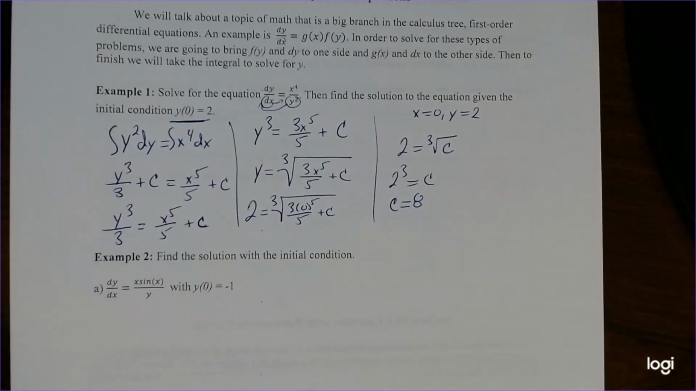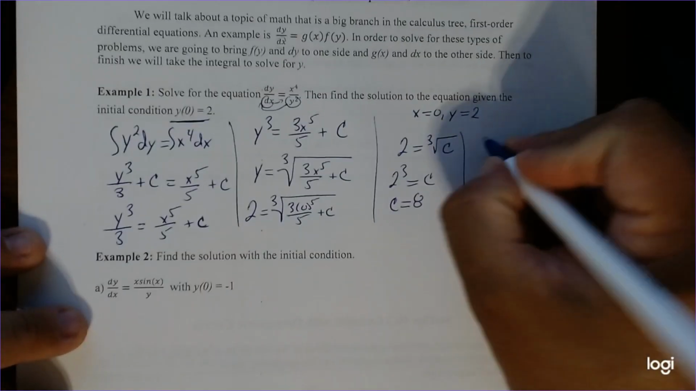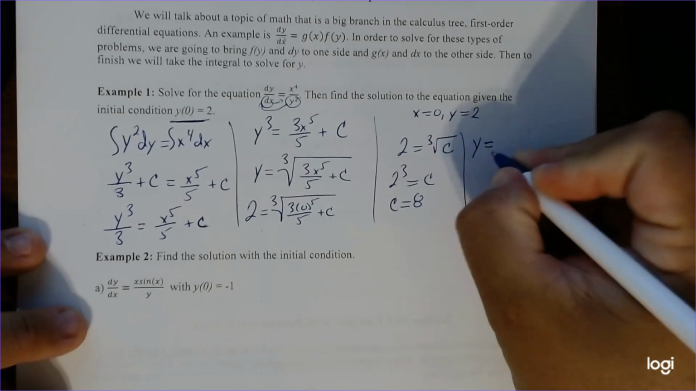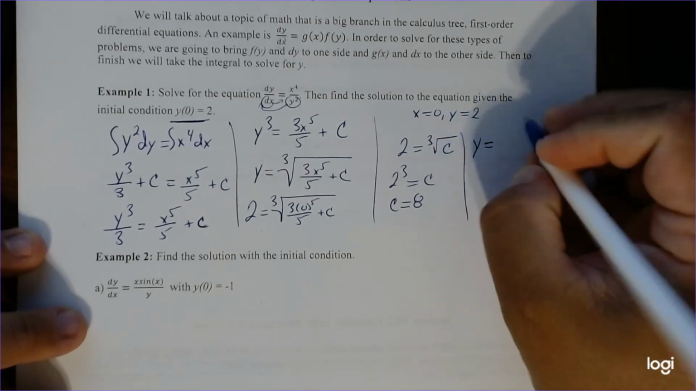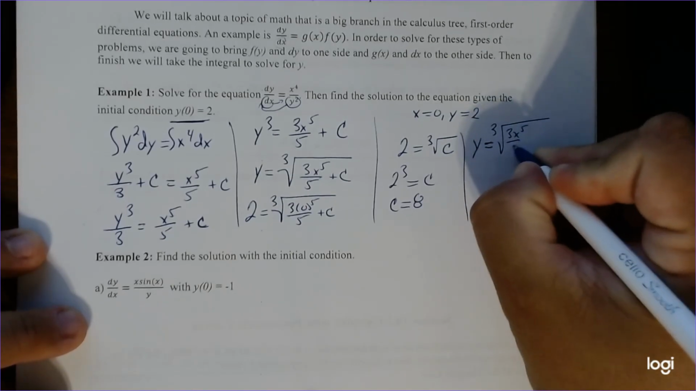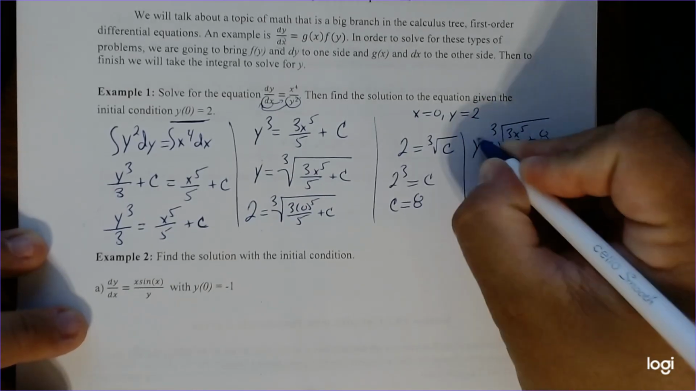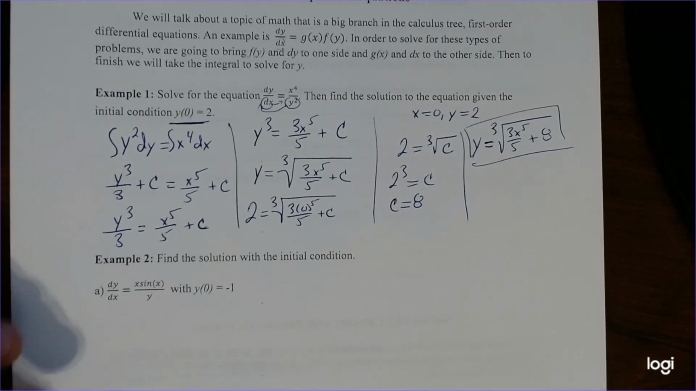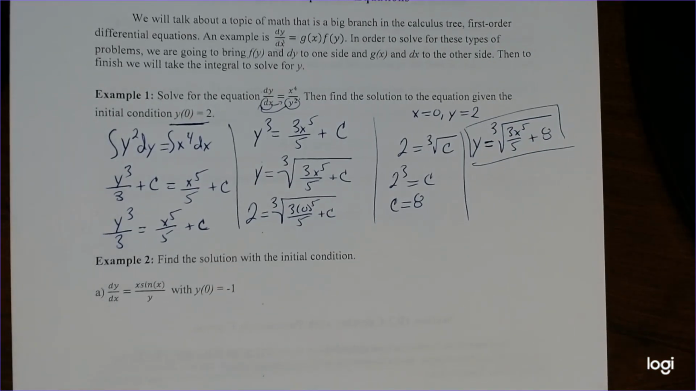That's our actual constant. So our actual function, the original function we started with, is y equals the third root of 3x to the fifth over 5 plus 8. There we go. So that's how we solve for the initial condition or initial equations of them.